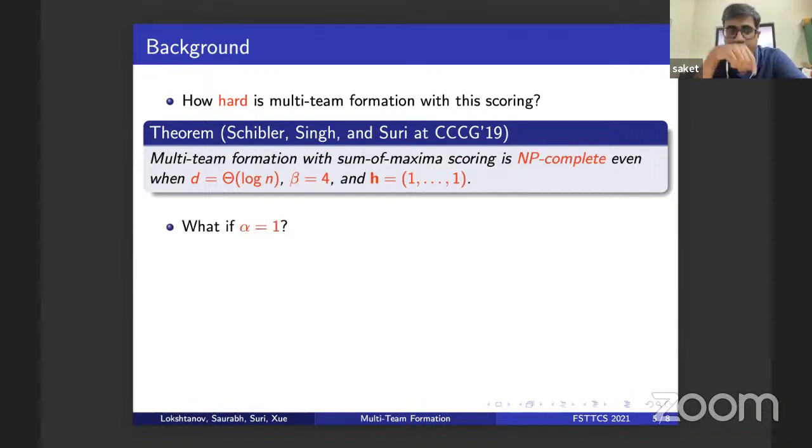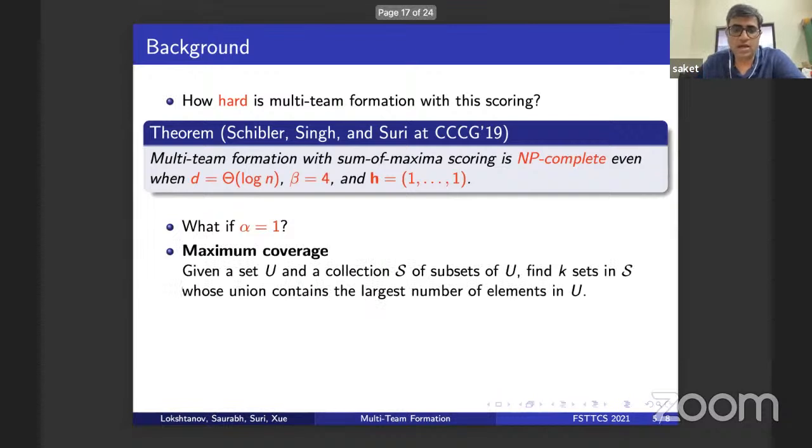So now you've asked what happens if you just want one team. Then if the dimension is unbounded, you can show that this problem generalizes the maximum coverage problem. So what is the maximum coverage problem? You're given a set U and a collection S of subsets of U, and you have to find K sets in S whose union contains the largest number of elements in U.